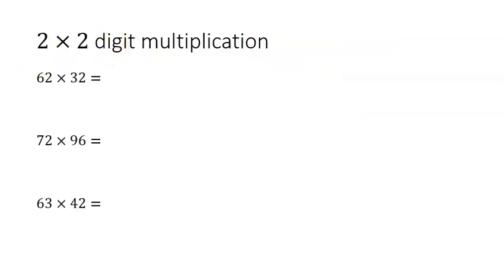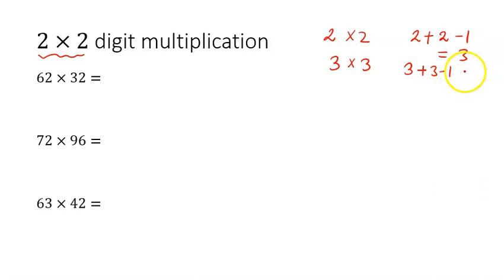So to start with, I am going to take some examples related to 2 cross 2 digit multiplication. The first point I want to highlight is that if you are multiplying a 2 digit number with a 2 digit number, the total number of steps involved is 2 plus 2 minus 1. So 3 steps will be involved. If you are taking a 3 digit number and multiplying it by a 3 digit number, the total number of steps involved will be 3 plus 3 minus 1, that is equal to 5. So what do I mean by the number of steps involved? Let us understand this through these examples.